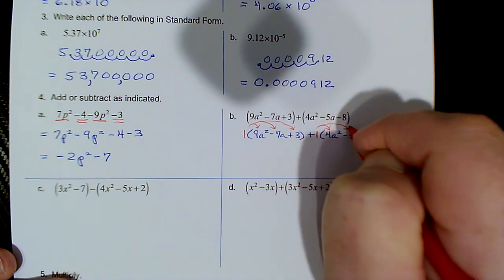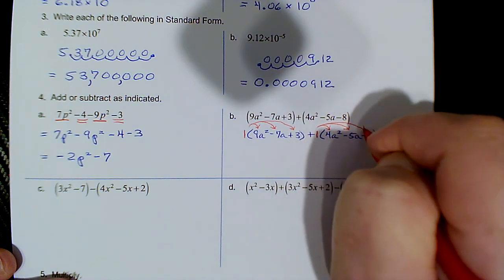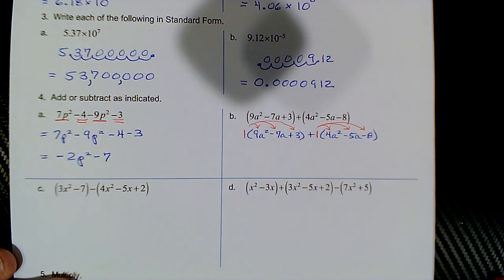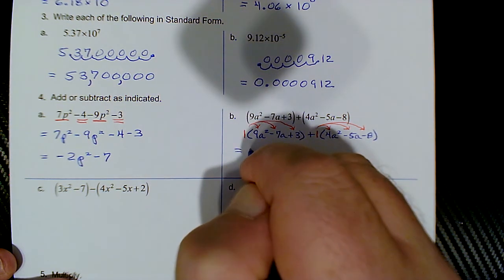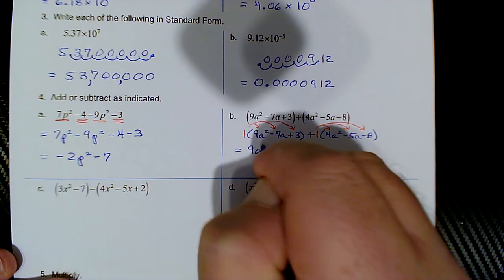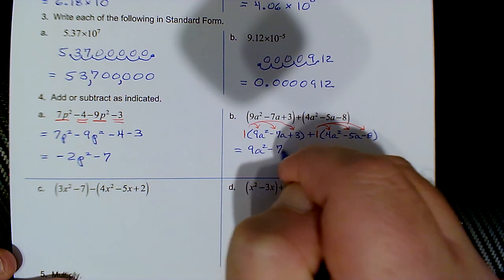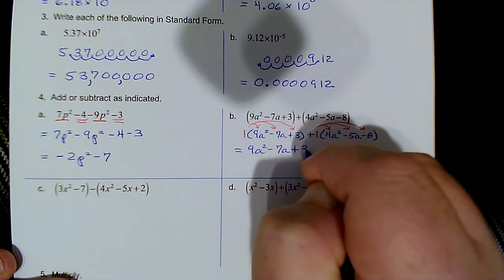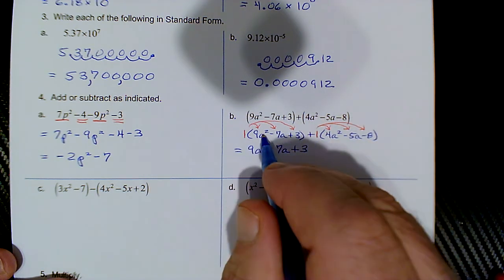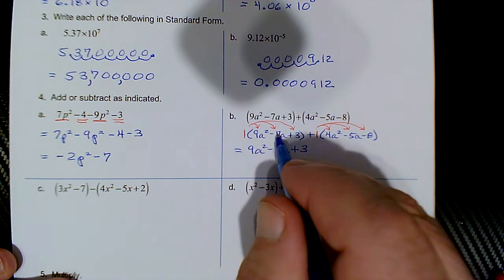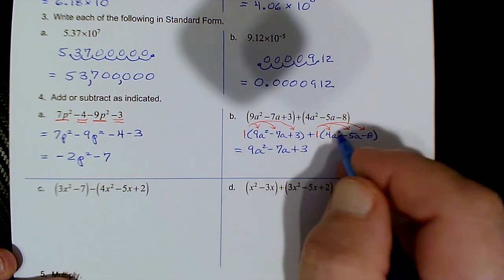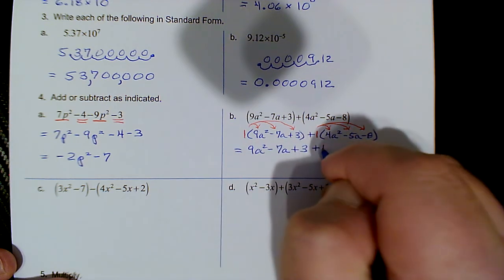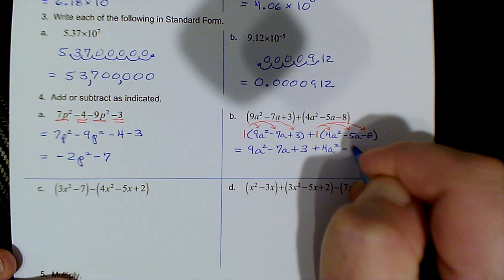But it's almost silly to think of it that way, because if you're just distributing ones, nothing's changing. So effectively, you could just drop the parentheses, because 1 times 9a squared is 9a squared, 1 times negative 7a, negative 7a, 1 times 3 is 3. Similarly, 1 times 4a squared plus 4a squared, 1 times negative 5a, negative 5a, and 1 times negative 8, negative 8.